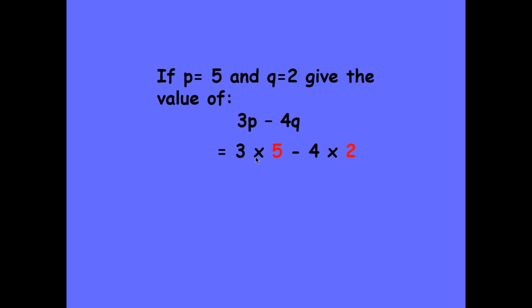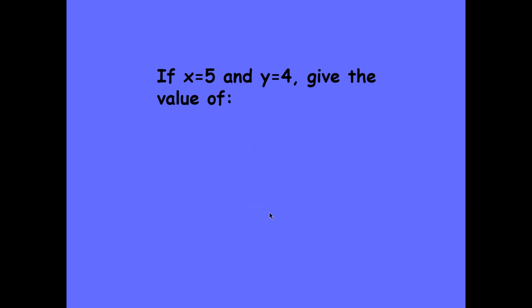BODMAS again, multiplying before subtracting. So there's 2 multiplying, so we could do both of them. 3 times 5 is 15. 4 times 2, 8. 15 take away 8 is 7. Another one with 2 letters, but a number at the start here. This means 10 times x times y. So when we substitute in 5 for x and 4 for y, we must remember to put in our multiplication symbols. 10 times 5 is 50, times 4, 200.